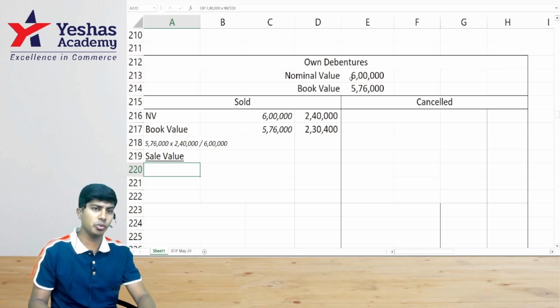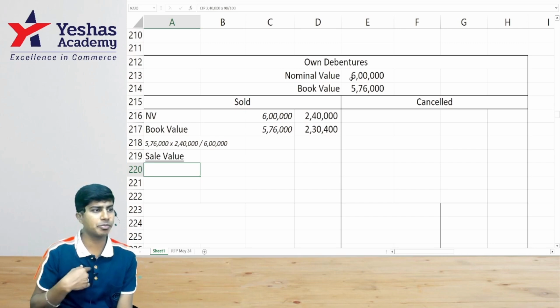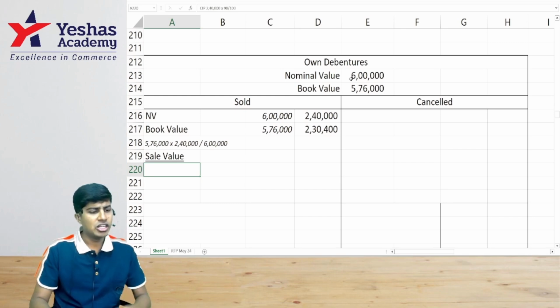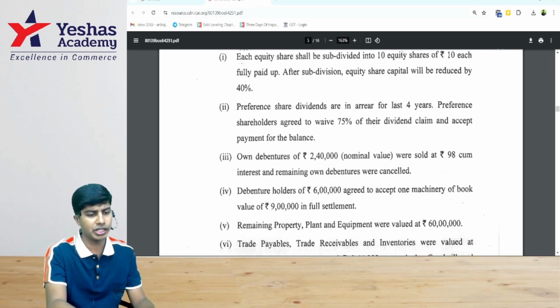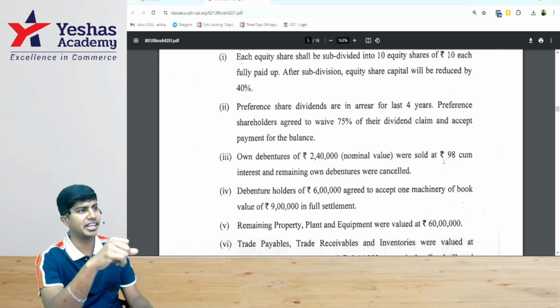Whenever it is sold at cum interest price, we need to eliminate the interest, identify the ex interest price. That we will compare it with book value to identify the profit or loss. Am I right? Have you done this in investment accounting AS 13? Yeah. So I'll write cum interest price. How much is cum interest price given in the question? 98 cum interest. So for one debenture, it is 98.